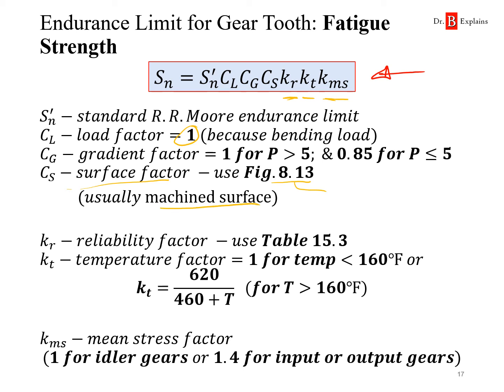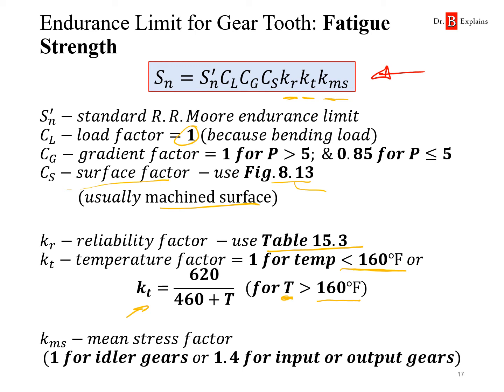Next one is going to be KR, the reliability factor. It's very similar to the one from fatigue, but we can use table 15.3, which makes our life a little bit easier. KT is the temperature factor. Here it is going to be equal to 1 if the gear oil in the transmission is less than 160 degrees Fahrenheit, then you just use 1. If it's any temperature higher than 160, that's the equation that we use. And then the last one we have is Km, which is the mean stress.